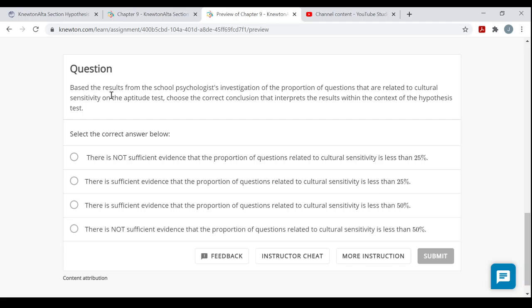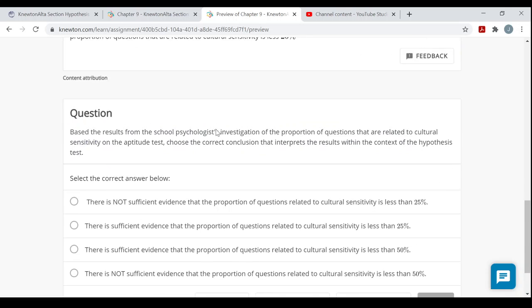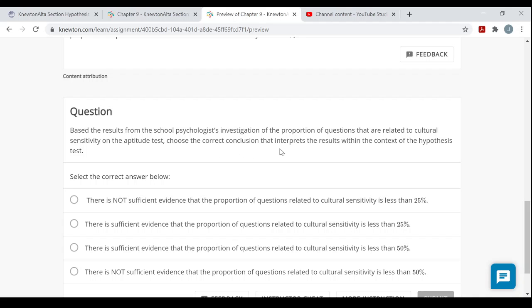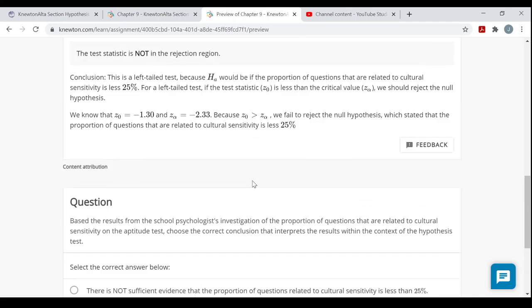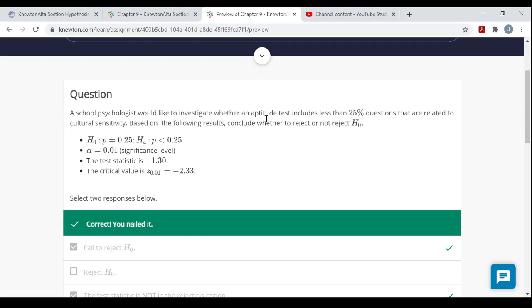Now there's another part of this where they ask you to make a conclusion. Based on the results from the school psychologist's investigation of the proportion of questions that are related to cultural sensitivity on the aptitude test, choose the correct conclusion that interprets the results within the context of the hypothesis test. Now, the claim that was being tested was that there was less than 25% of the questions on this test related to cultural sensitivity. So the claim was the alternative hypothesis.